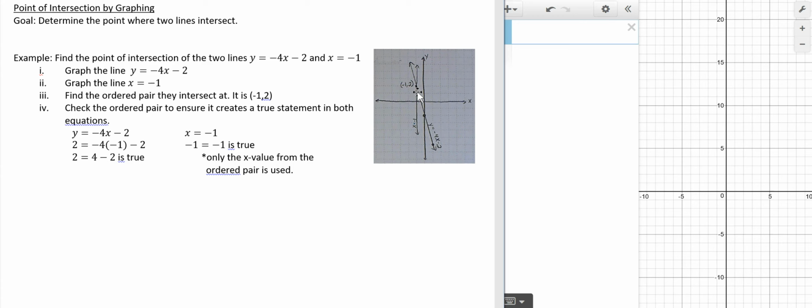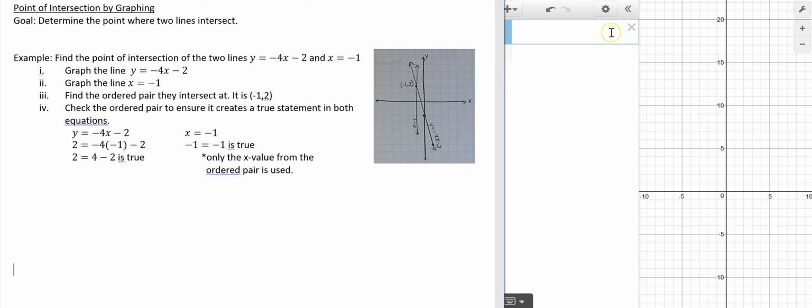It's the only point in the entire Cartesian coordinate system that will make the 2 equations true. You can also check that with algebra. So if we substitute the values of negative 1 in for x and positive 2 in for y into both equations, you should come up with a true statement.